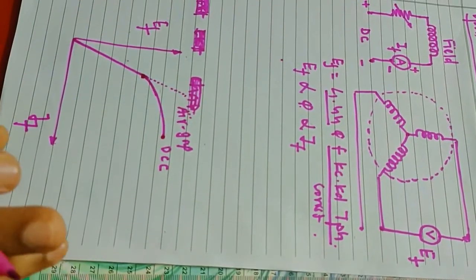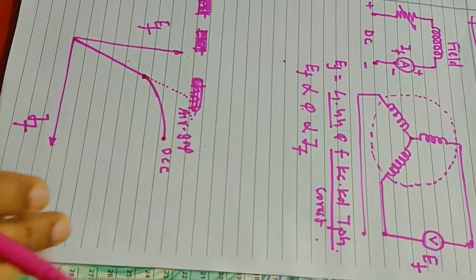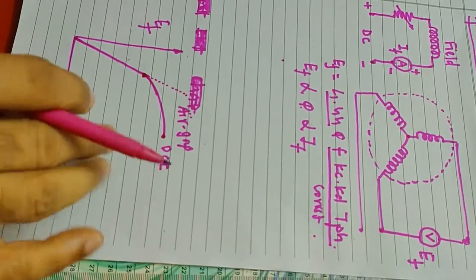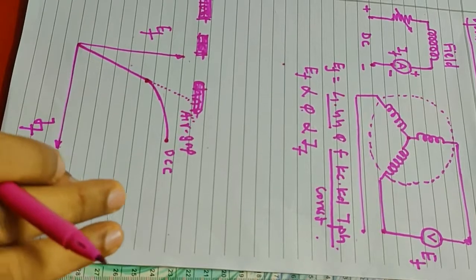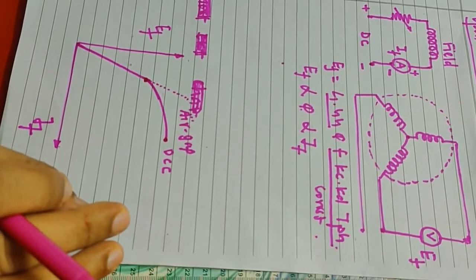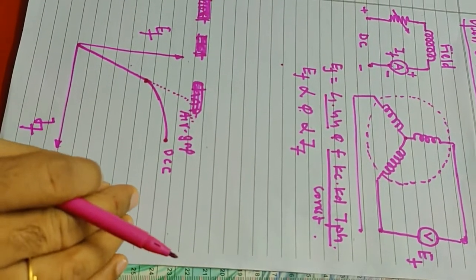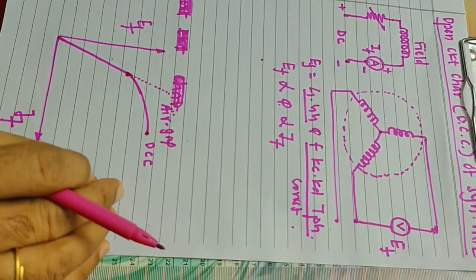So this was about the open circuit test. This is called the no load characteristics. This is also called the magnetization characteristics. This is also called the BH curve of the iron part, you can say. So this is about the no load characteristics.